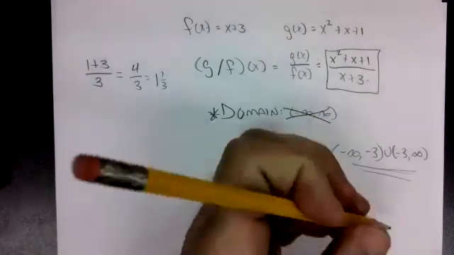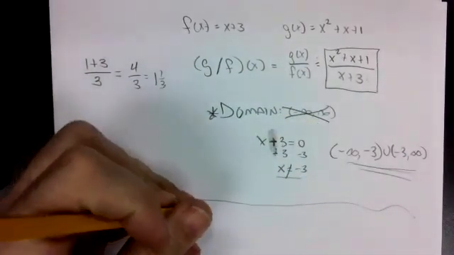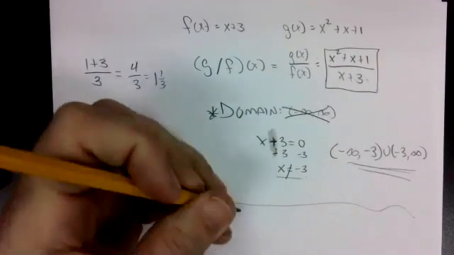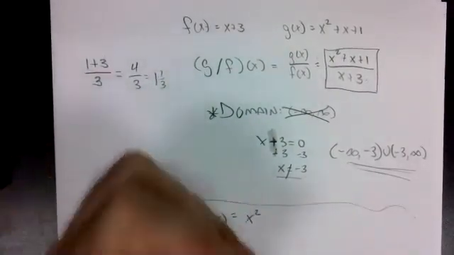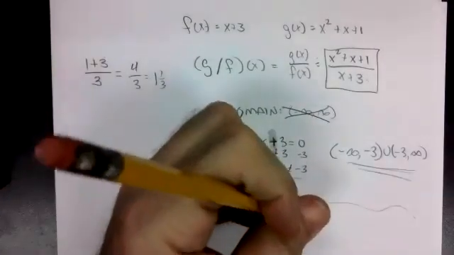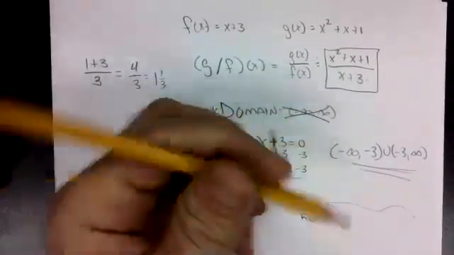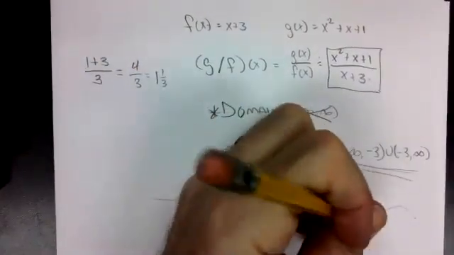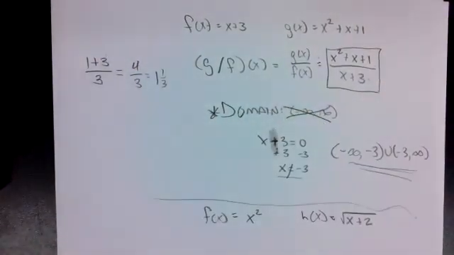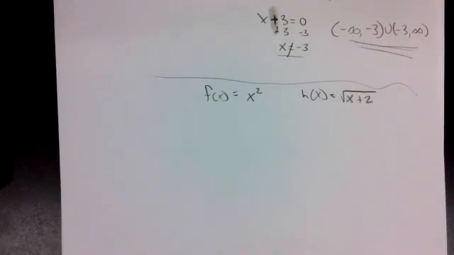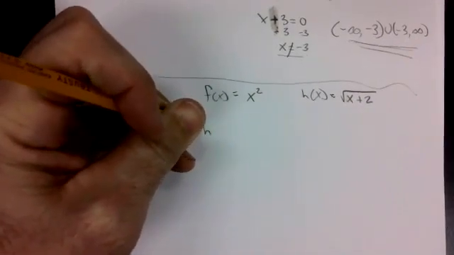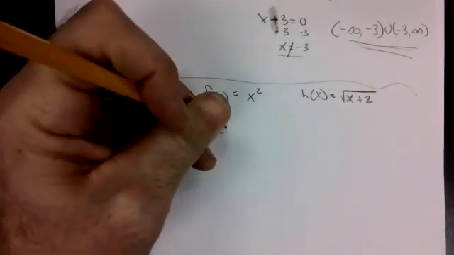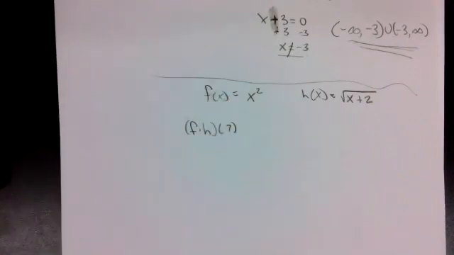All right, I want to switch up the functions. We're going to do a little bit of the same. So f of x equals x squared. H of x is going to equal the square root of x plus 2. And we'll start out specific. So we'll take the f times h of 7.